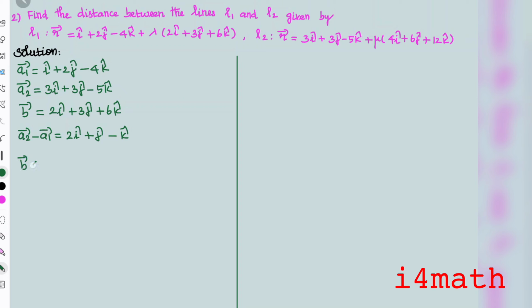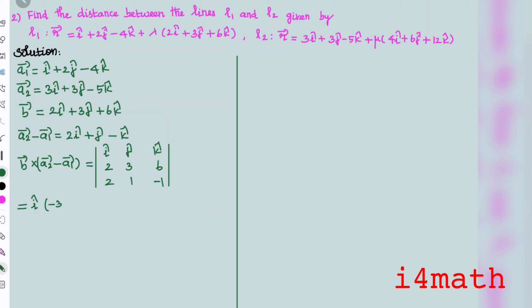Next, let us find the b vector cross a2 vector minus a1 vector. Actually, it is a cross product between two vectors. So we write the determinant where the first row is filled by i cap, j cap, k cap. The second row is taken from the b vector: 2, 3, 6, the coefficients. The third row is taken from a2 vector minus a1 vector: 2, 1, minus 1. So the determinant of i j k, 2, 3, 6, 2, 1, minus 1 will be the value of b vector cross a2 vector minus a1 vector.